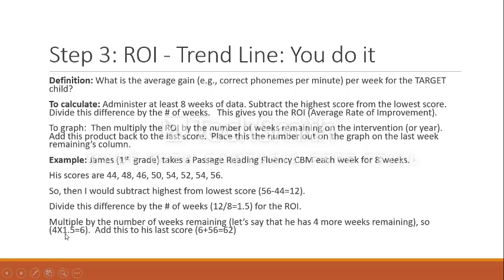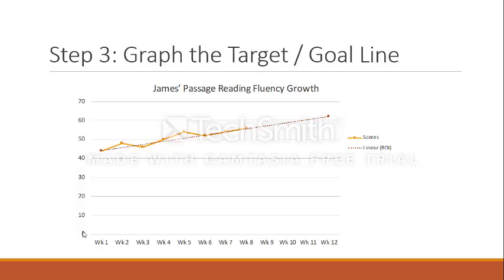So 4 times 1.5 means that in 4 more weeks, he should gain 6 more points. And his last score was 56, add 6. So in 4 weeks, we expect him to be making a 62. And this shows you what that would look like.